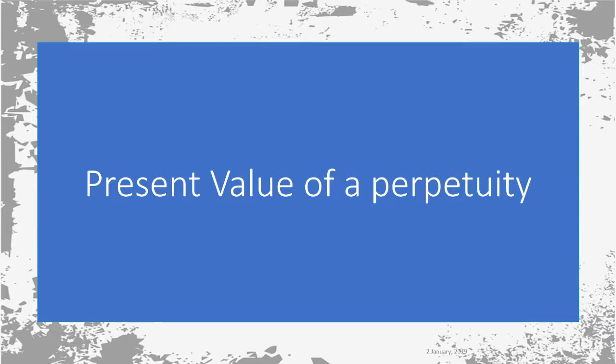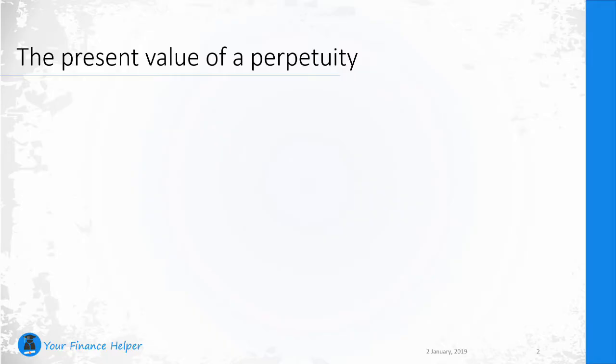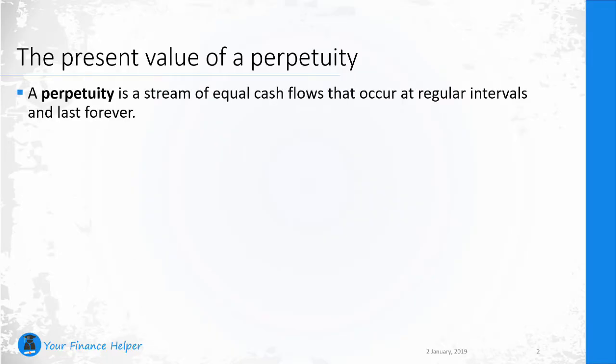We will today be focusing on the present value of a stream of cash flows. There are two different special cases. One is where we have a perpetuity, another where we have an annuity. And we're going to focus on perpetuity today. So a perpetuity is a stream of equal cash flows that occur at regular intervals and last forever.